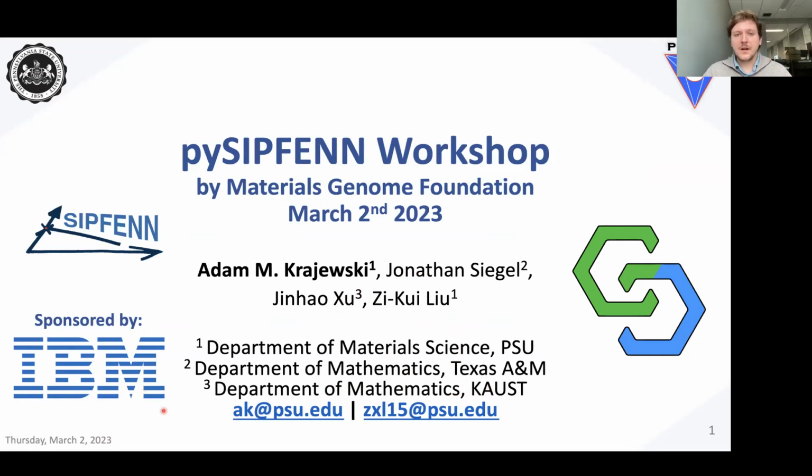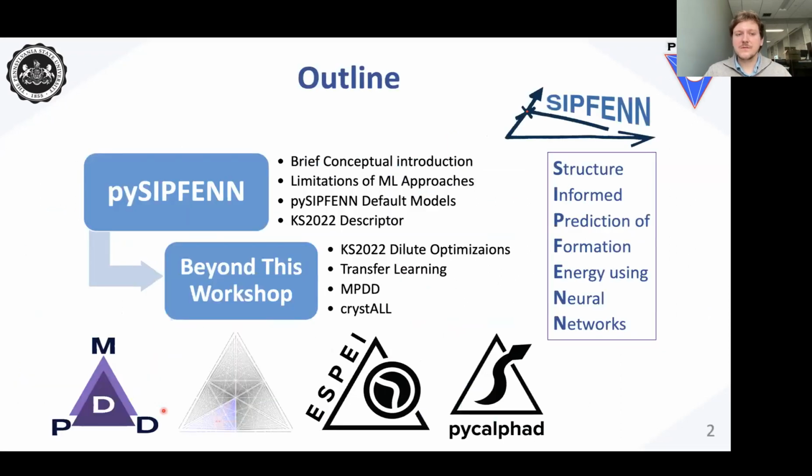To give you an overview of what I'm going to talk about, I'm going to first talk about, let's say, core information that is needed to understand what we're going to do within the workshop. I'm going to quickly introduce what conceptual machine learning for materials is. Then I'm going to talk about the limitations of machine learning approaches for prediction of formation energy, because that's quite critical to understanding what models in the literature are doing, what they're not doing, and what PySIPFENN is doing, most importantly for here.